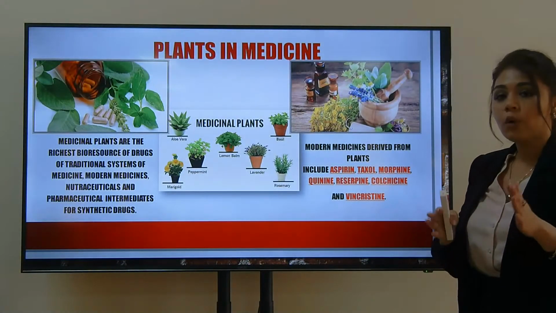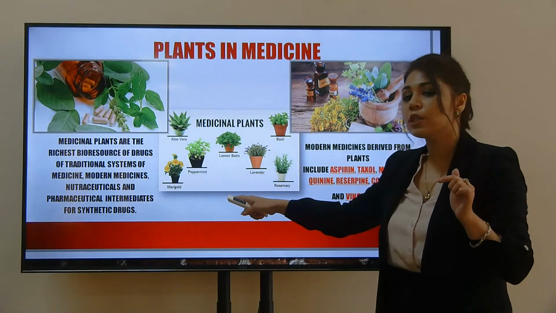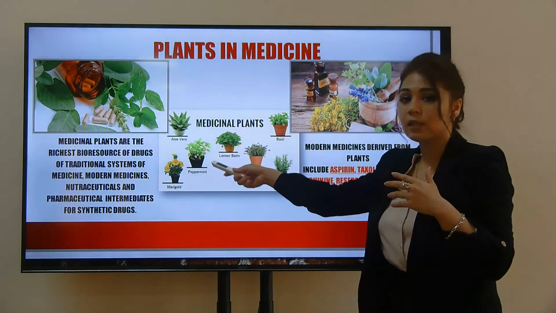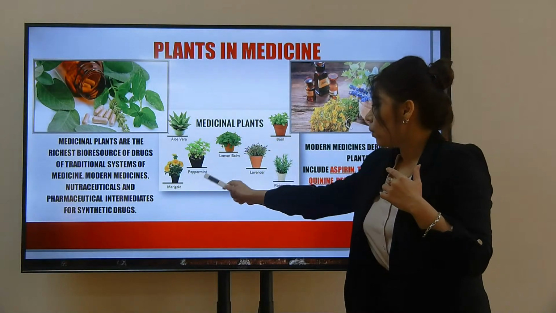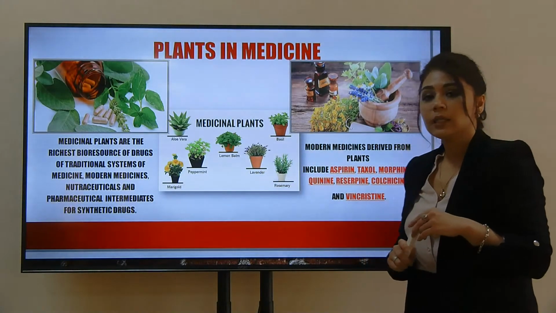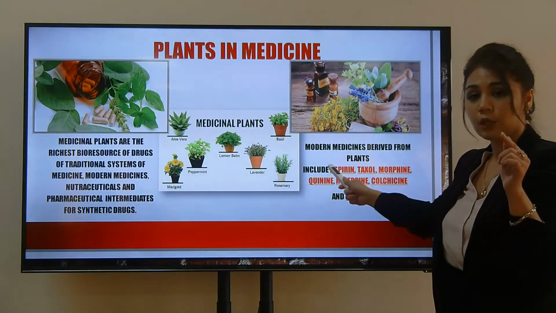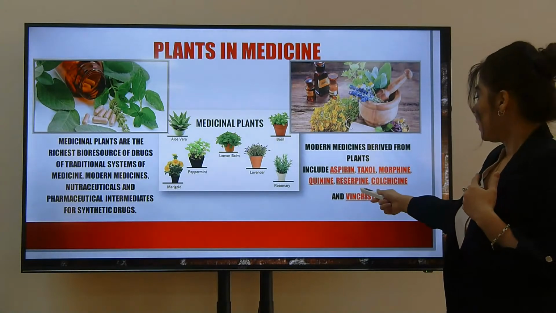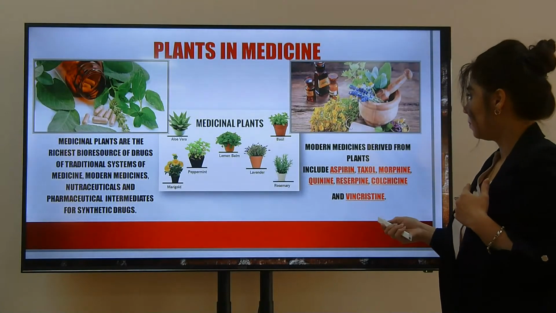And now the role of plants in medicine: nutraceuticals and pharmaceutical intermediates of synthetic drugs. Dear students, here are some medicinal plants: aloe vera, peppermint, marigold, lemon balm, basil, lavender, rosemary. And modern medicines derived from plants include aspirin, Taxol, morphine, quinine, risperidone, colchicine, and vincristine.